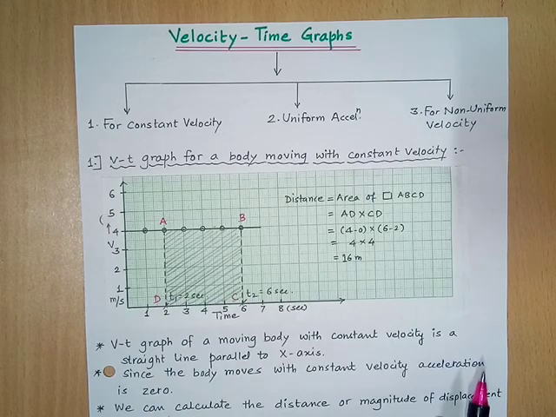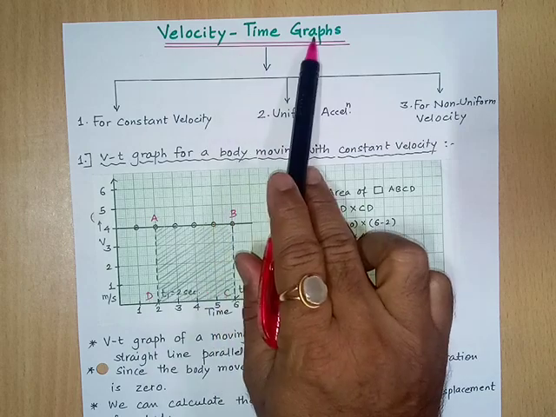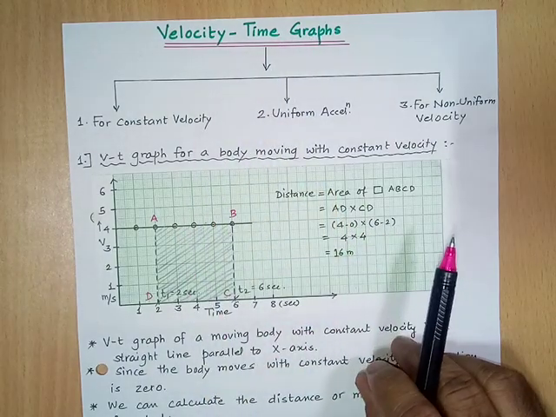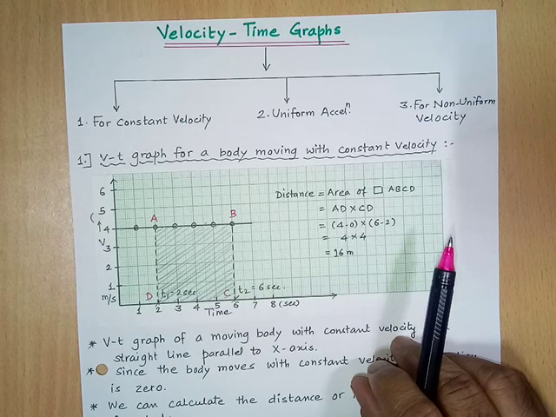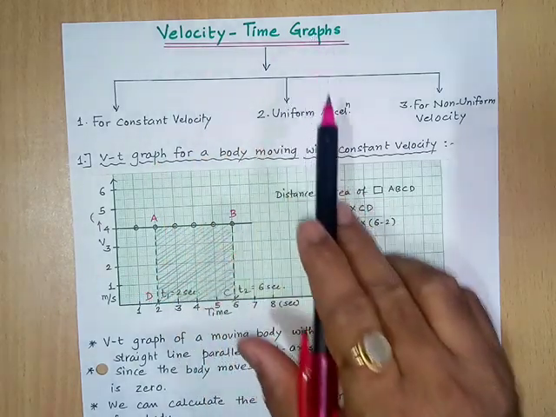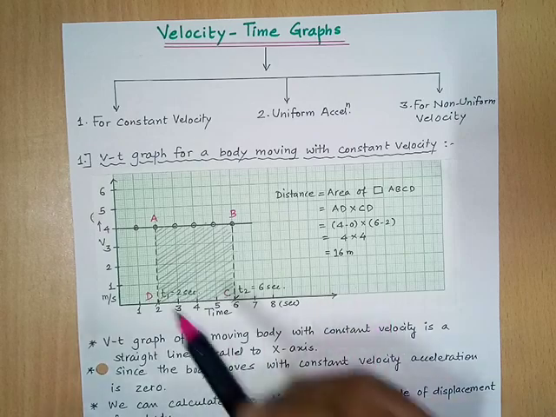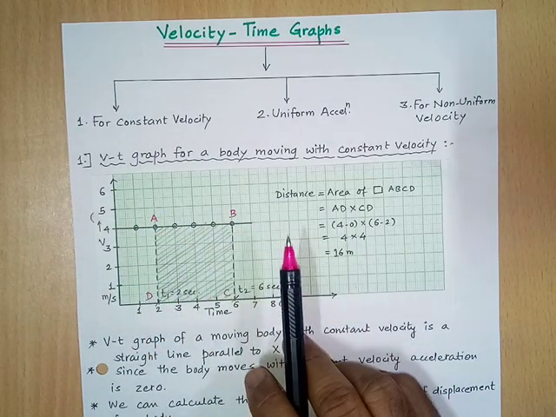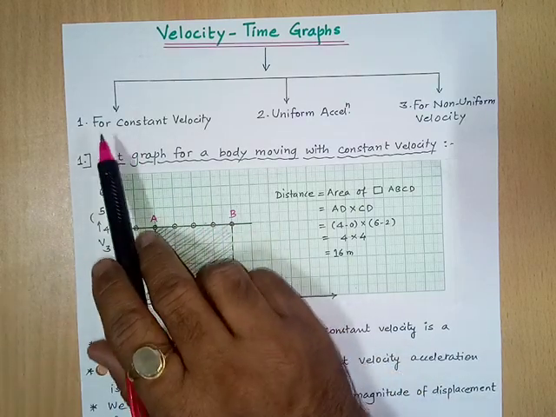Let's move ahead and see the second type of graph, that is the velocity time graph. Previously we plotted on the x-axis the quantities related to time, and on the y-axis the quantities related to distance. Now, since this is the velocity time graph, we will plot time on the x-axis and velocity on the y-axis. In this velocity time graph, three types of graph we are going to study.